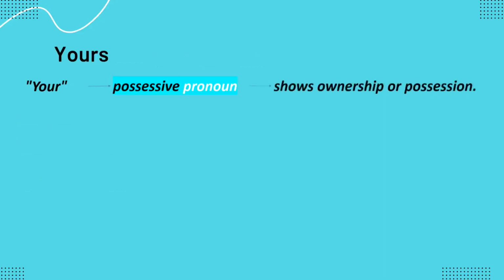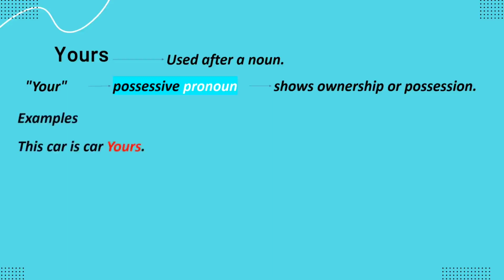Finally, we have yours. It's a possessive pronoun that shows ownership or possession. It is used after a noun to indicate that something belongs to the person that is the subject of the sentence. For example, the car is yours. This book is yours.